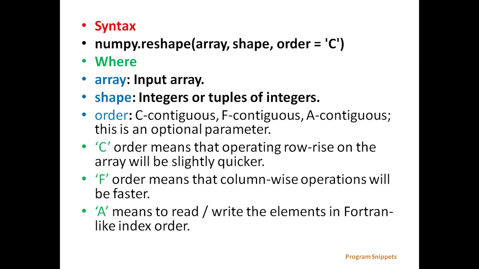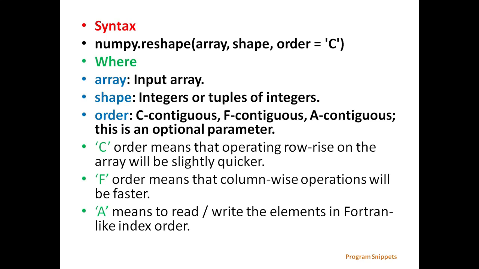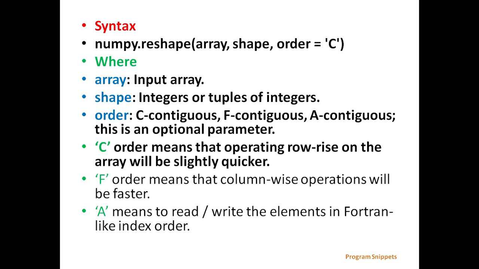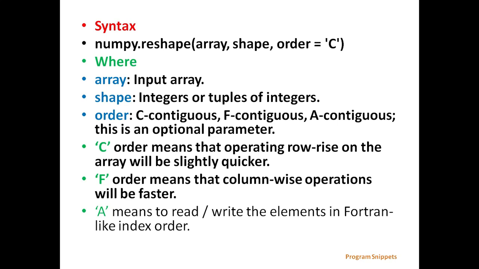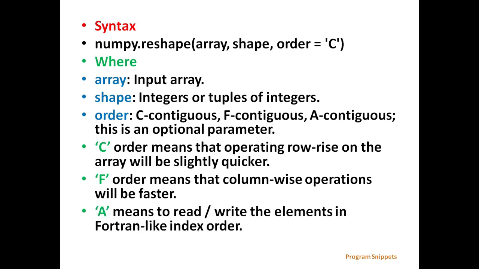and order is C, F and A, which is an optional parameter, where C order means that operating row wise on the array will be slightly quicker. F order means that the column wise operation will be faster. A means to read and write the elements in Fortran like index order.